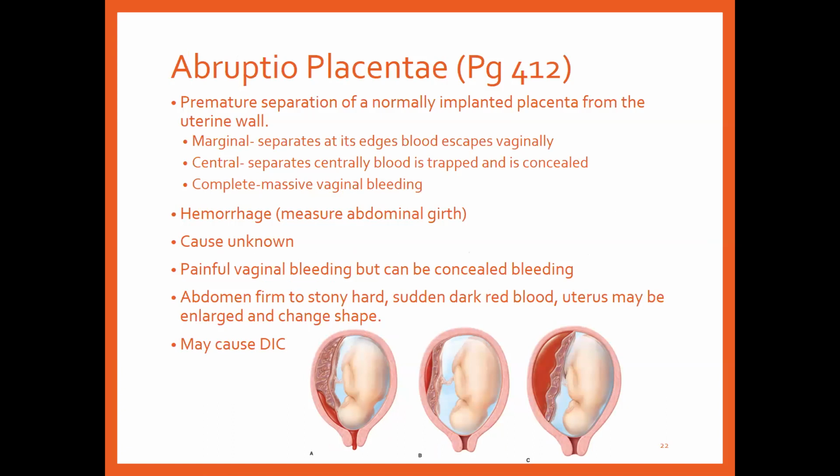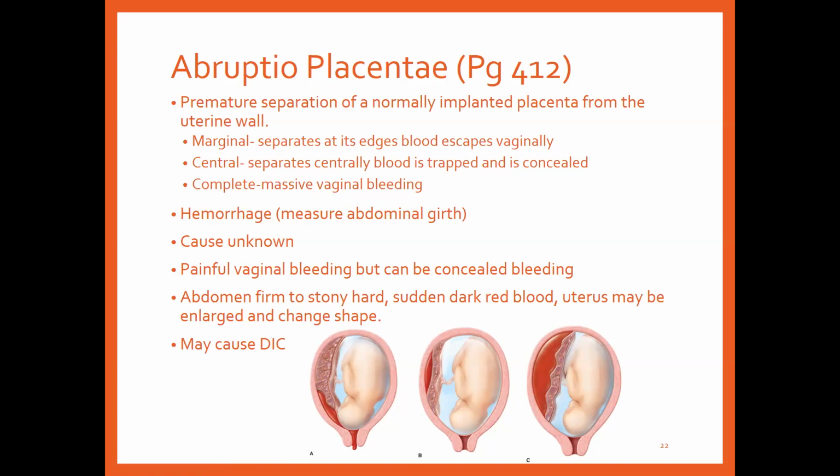Then we have the abruptio placenta, which is the premature separation of a normally implanted placenta from the uterine wall. So it can be marginal, where it separates at the edges, and the blood escapes vaginally. So that would be that first one, where it just kind of peels away on one side and then we see the blood. Mom will come in with bleeding.